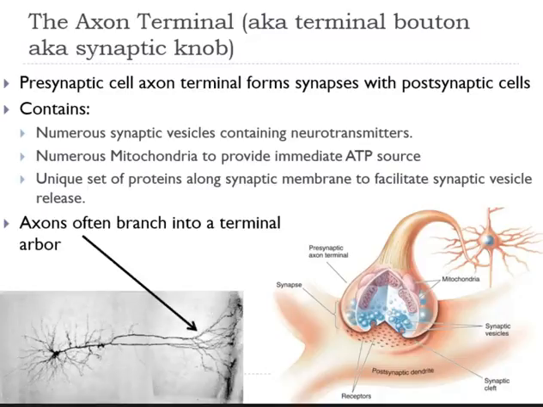I think I mentioned this a couple times. Another thing that often happens near the terminal is you have these branchings, and there's an actual term for it. The axons branch to form a terminal arbor. So it's like a terminal tree at the end.